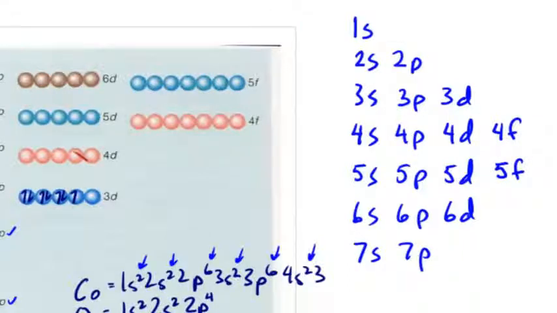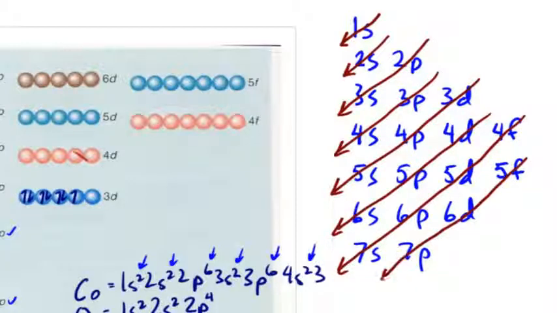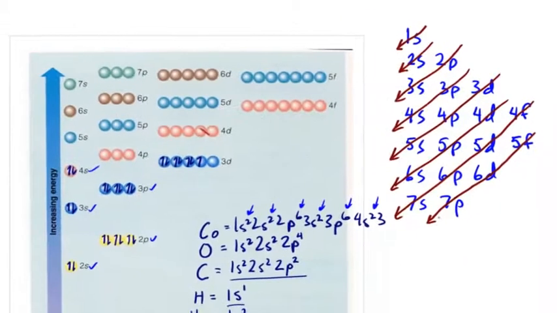So what you can do with this layout is draw diagonal arrows from top right to bottom left, and that gives you the order of the filling of the orbitals. So the first is 1s, 2s, then 2p, 3s, 3p, 4s, 3d, 4p, 5s, 4d, 5p, 6s, 4f, 5d, 6p, 7s, 5f, 6d, 7p. We have now filled every orbital available for all the elements on the periodic table.